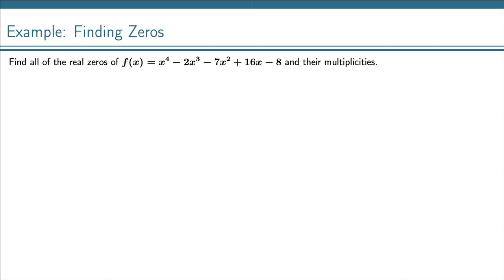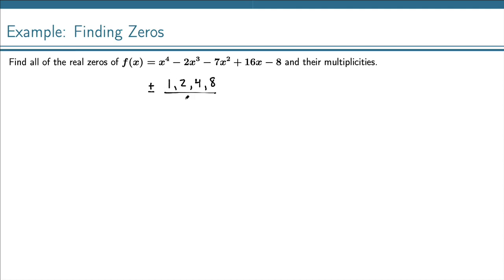Okay, so here's another one. Let's go ahead and try it out. We want to find the real zeros of this. We don't know any zeros, but we can use the rational zeros theorem. So we're going to take the factors of the constant term. The factors of 8 are plus or minus 1, 2, 4, and 8. And we divide those by the factors of the leading coefficient, which in this case is 1.